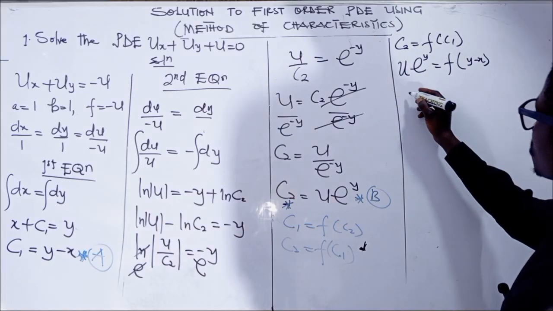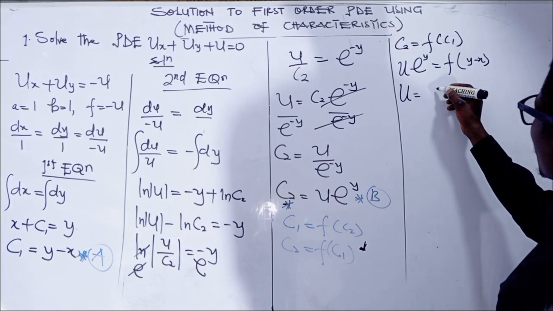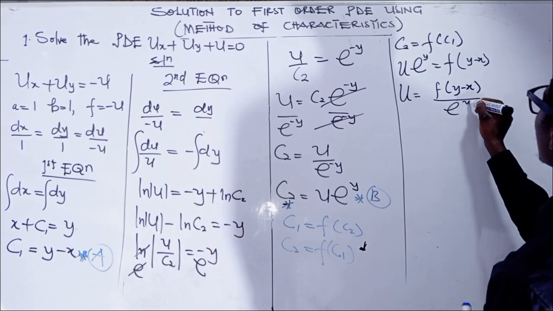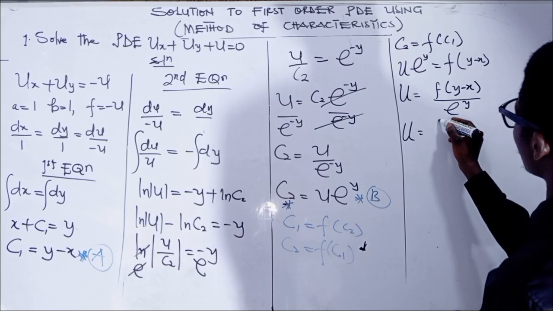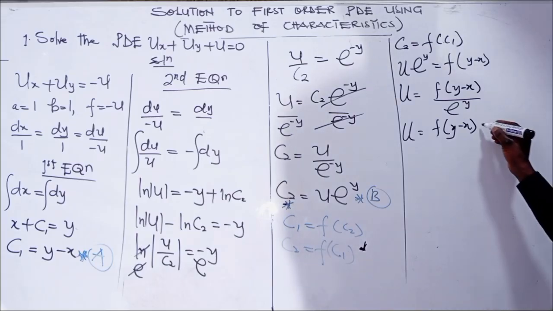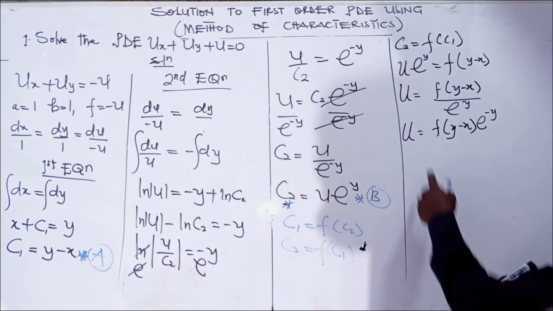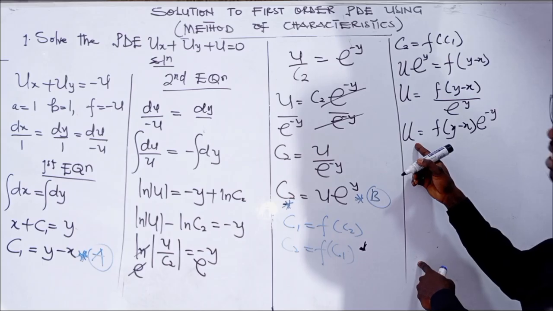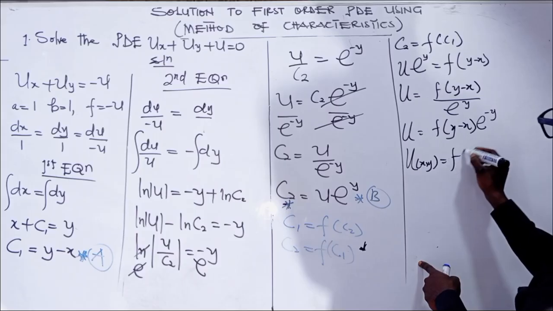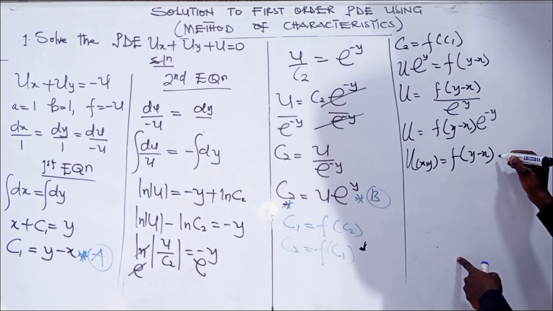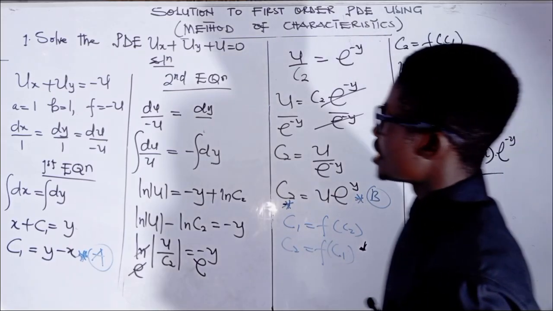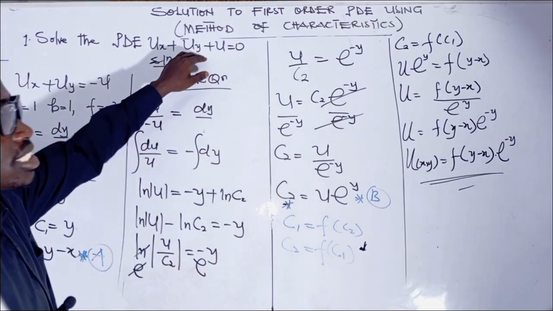Now we have u here. We can try to make u the subject so that we will have a function of y minus x divided by e exponent y. So we have u is equal to a function of y minus x. We can write this in an index form as e exponent negative y. So our general solution, which is a function of x and then y, will be given as u of x, y is equal to a function of y minus x multiplying e exponent negative y. And this becomes the general solution to this partial differential equation.